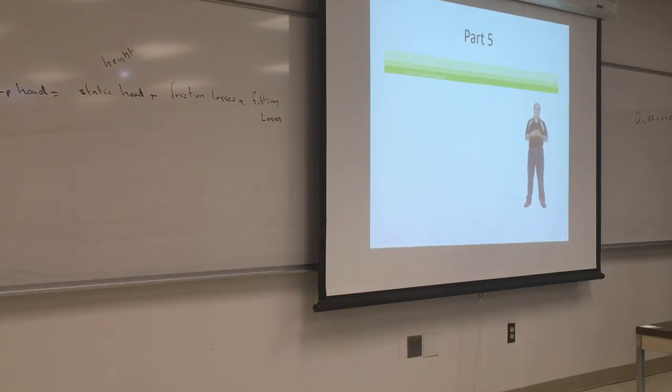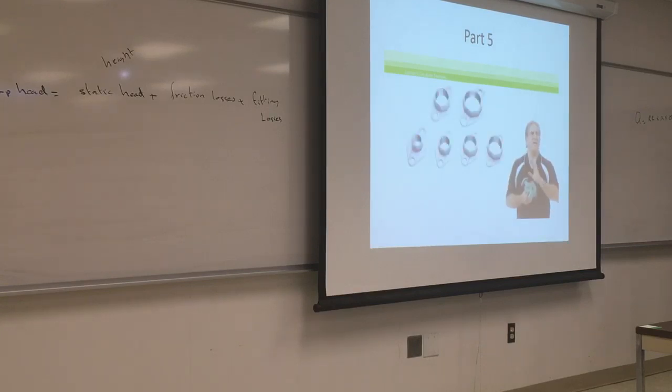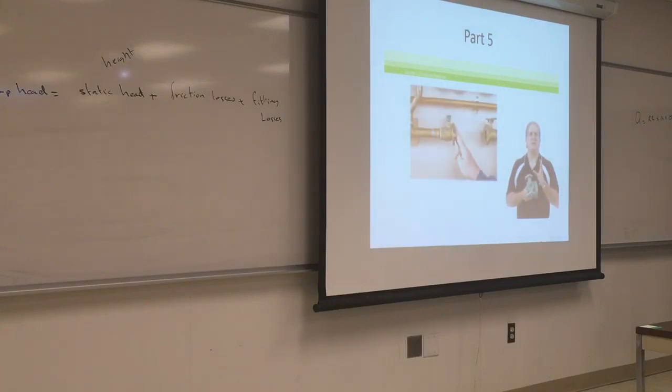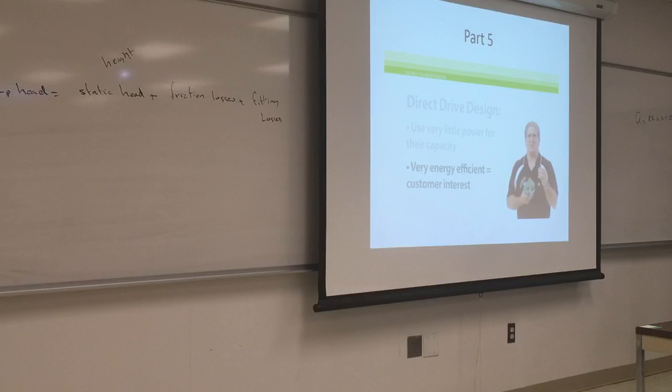Let's take a look at some of the other things you may find in or attached to the circulator. First of all, they make it very easy for you to install any 00 circulator quickly and easily because of the universal flange-to-flange dimension here. This really solves a lot of potential problems when you're looking at a retrofit application. The direct drive design means that all 00 circulators use very little power for their capacity, so they're very energy efficient, obviously a characteristic that your customers are particularly interested in these days.